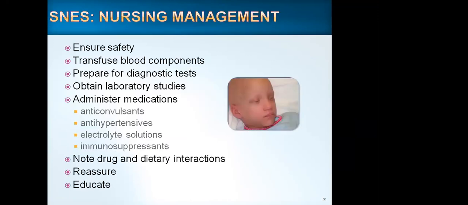Nursing management again ensures safety and transfusion of blood components. Generally patients' platelets are low, so regular transfusions are required, and PCV, and prepare the patient for diagnostic tests if required. Obtain laboratory tests like coagulation profiles and platelets immediately. Administer medications: anticonvulsants regularly, antihypertensives, electrolyte balance we have to maintain, and immunosuppressants. Check for drug and dietary interactions, and reassure and educate the patient.